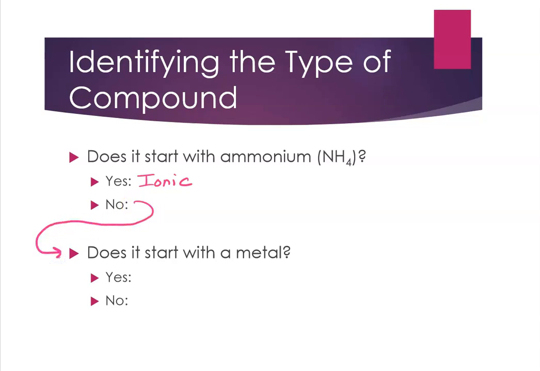Does it start with a metal? So I go to my periodic table, I see if that element that it starts with is on the left-hand side of the periodic table. If it is, then it is also ionic, but if it's not, then it is molecular. So that's how we identify whether we have an ionic compound or a molecular compound. And once we've done that, we can go about our rules for writing formulas and naming compounds, which we will learn later.